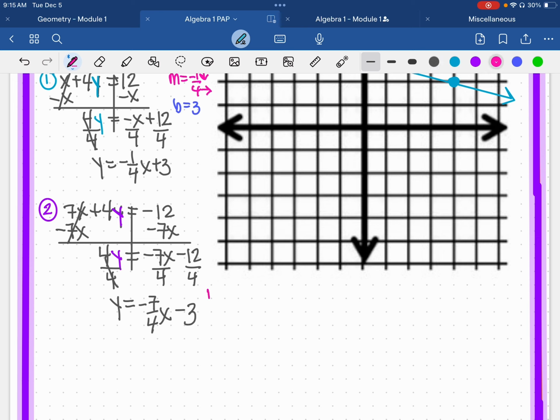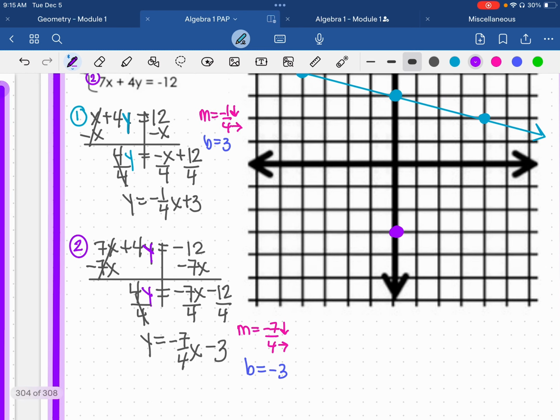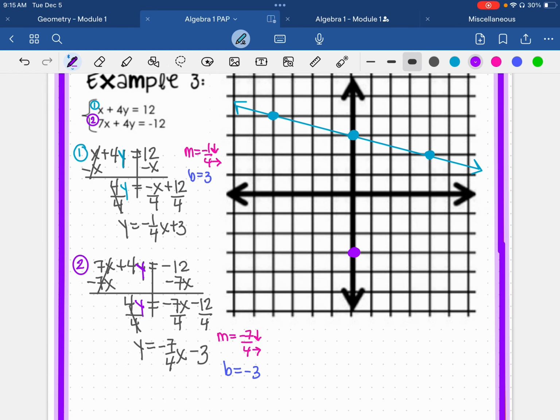All right, looks like my slope is going to be negative 7 over 4, down 7 and 4 to the right. Ooh, I hope I can do that. And negative 3 is my beginning point. So 1, 2, 3, there's negative 3. I don't think I can go down 7. Take a look at this. 1, 2, 3, and then I'm off the graph.